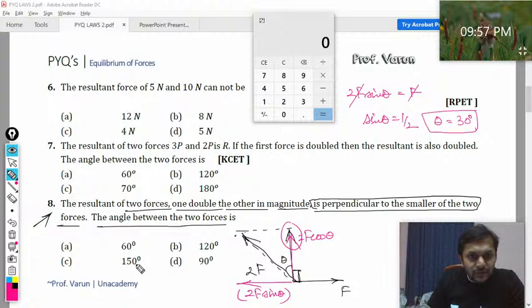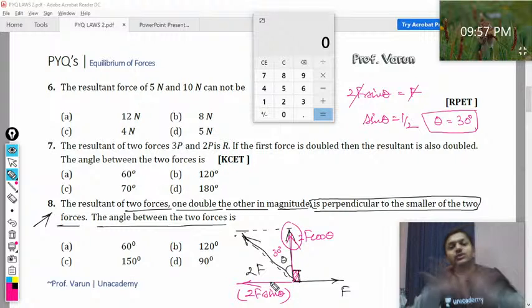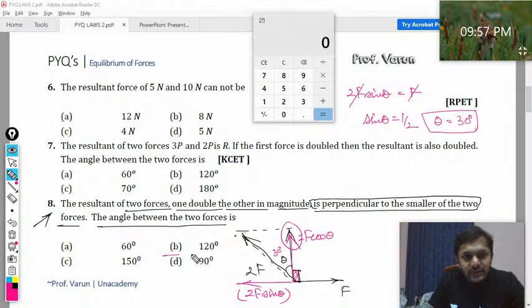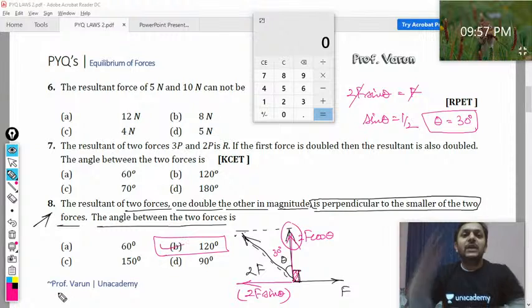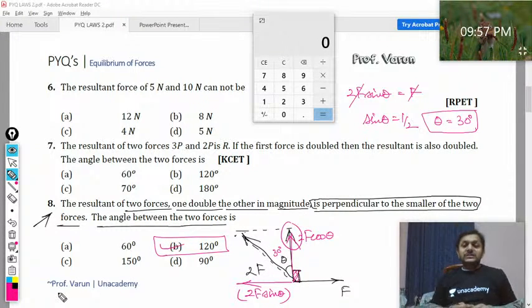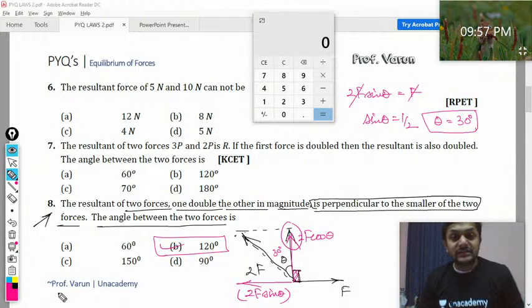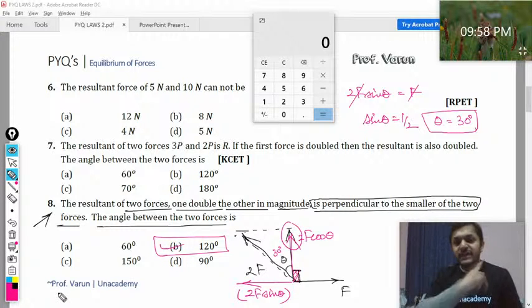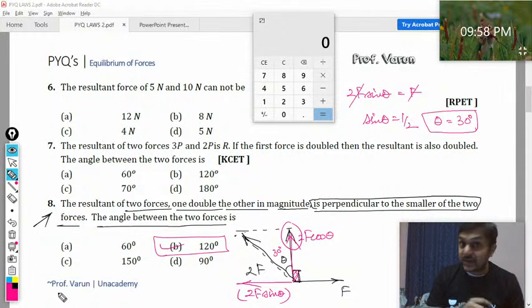So the answer should be 30 degrees. So 30 degrees here, but 30 plus this 90 degree angle will be the total angle between them. So the angle will be taken as 120 degrees, my dear students. So this question is a repeat telecast, but still this is one of the prime questions that we find in this chapter. So this is very important. This is the shortest method that I have given you.